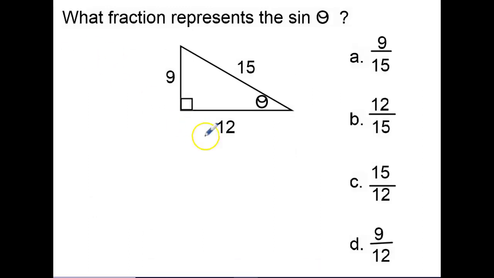And here's an example of a basic trig problem. It's asking for which fraction represents the sine of theta. Remembering that sine is opposite over hypotenuse, it would be 9 over 15. Here are some more for you to try.